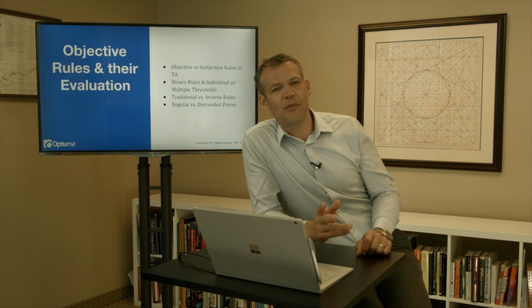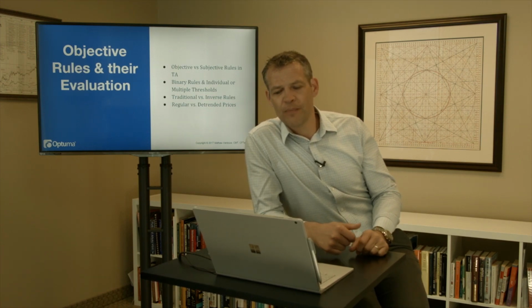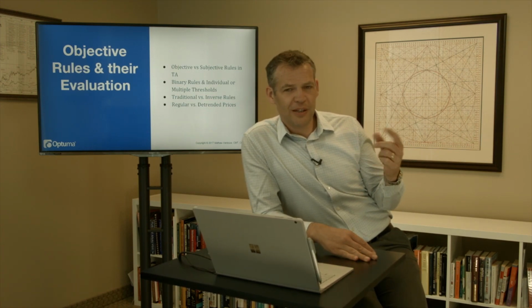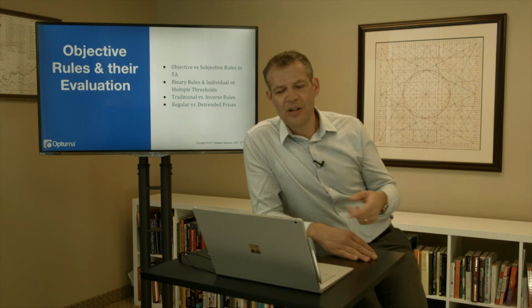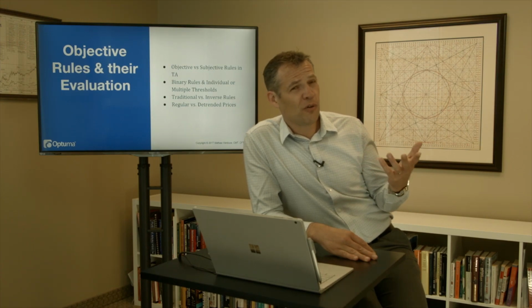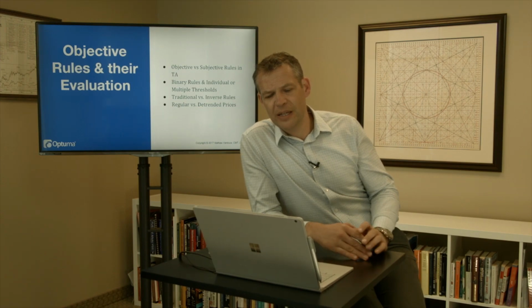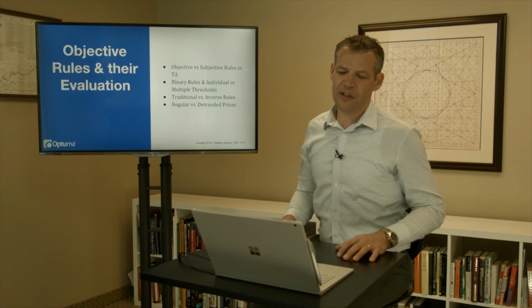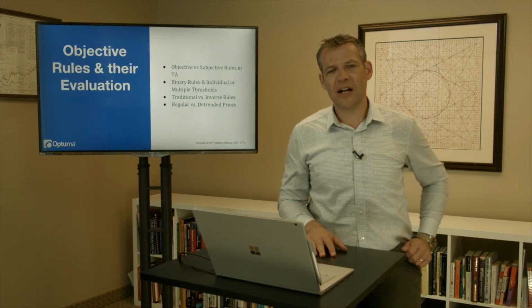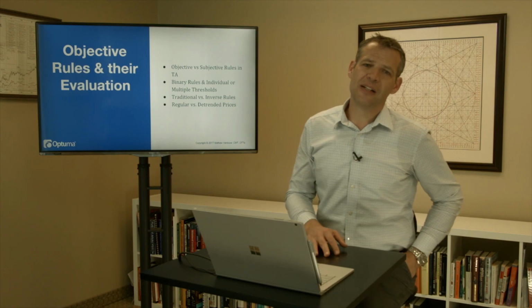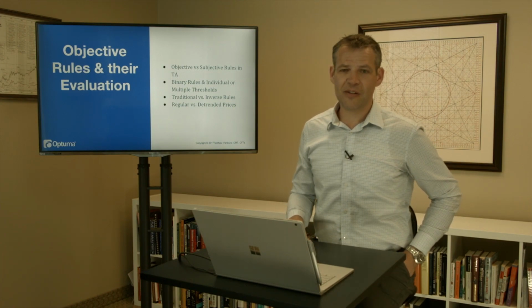Or crossovers of moving averages, they're objective rules. Binary rules being that either I'm in or I'm out, using individual thresholds, and then multiple thresholds as well. You need to know about that. Obviously the traditional and inverse rules, and then regular data versus detrended data. Make sure that you understand the difference.